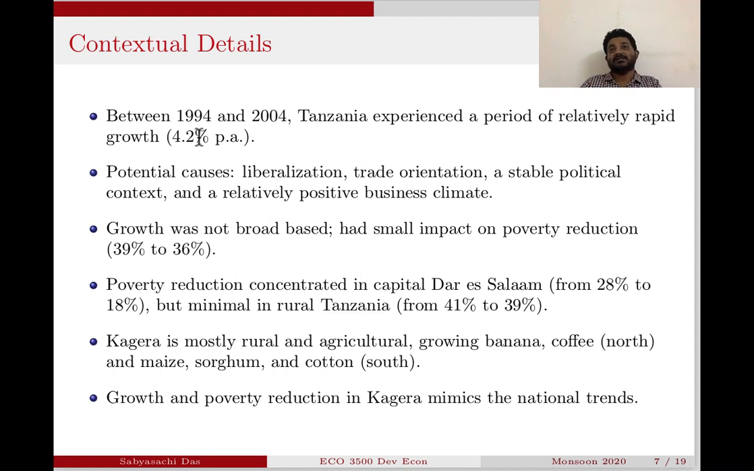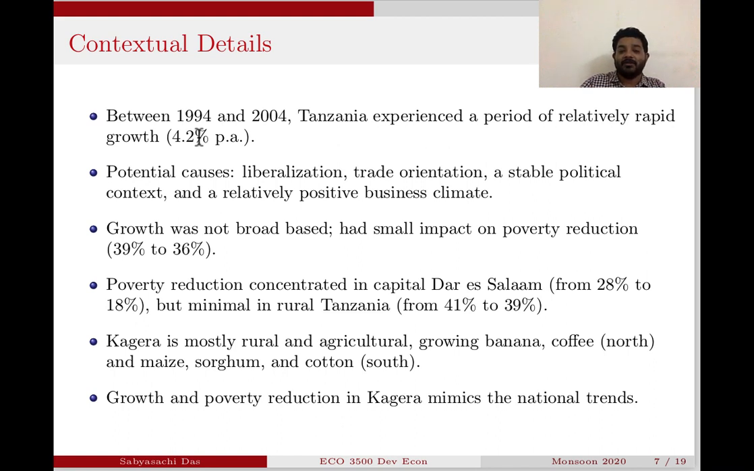And the question is, is migration then going to play an important role in changing the lives of people, given the fact that the rural area is not experiencing a lot of growth? And they chose Kagera for one reason, that its overall economic trends mimic the national trend. So Kagera is mostly rural and agricultural. So that helps to see how many of them have out-migrated, etc.